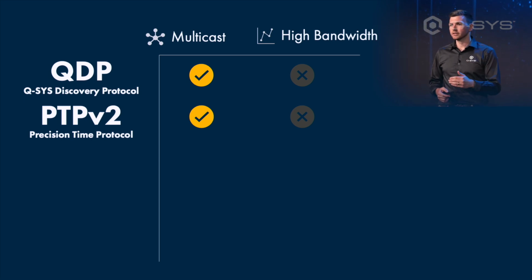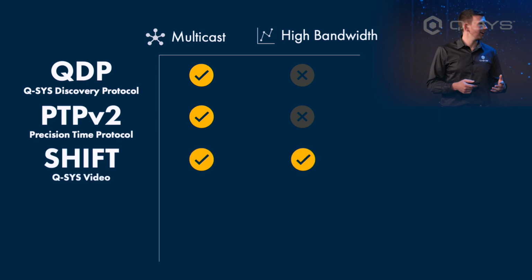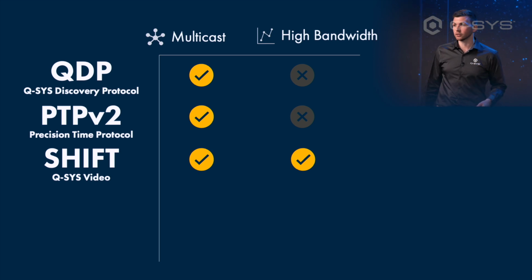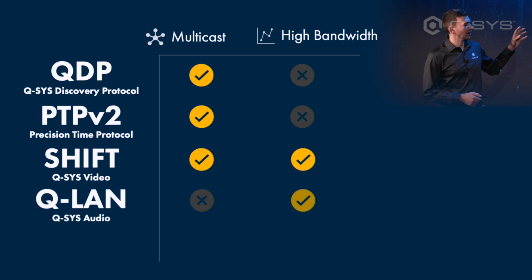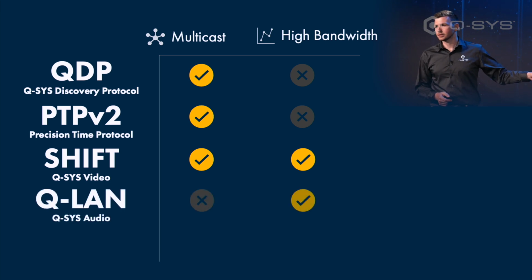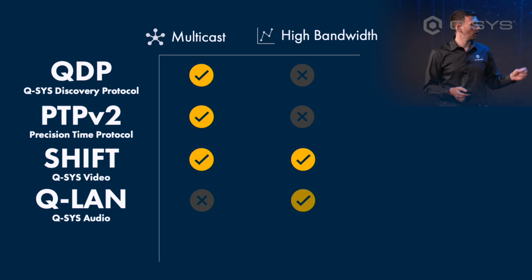When you get into Shift, that's really on the opposite end of the scale. So Q-SYS video multicast can be reasonably low bandwidth. It's like 20 to 30 megabit, like we said. That's really the lowest, up to 750 megabit per second. QLAN audio is always unicast. Between Q-SYS devices, that's always set up as a unicast connection, which is kind of handy. And it's not high bandwidth, but it's a few megabit per channel, essentially.